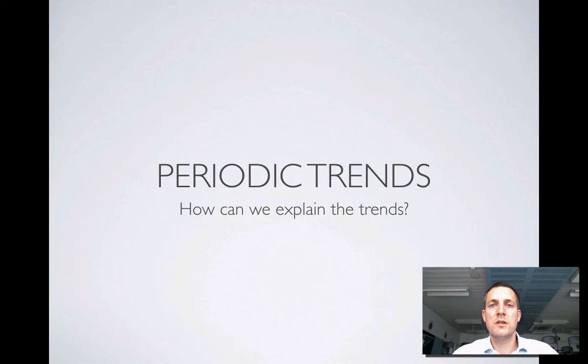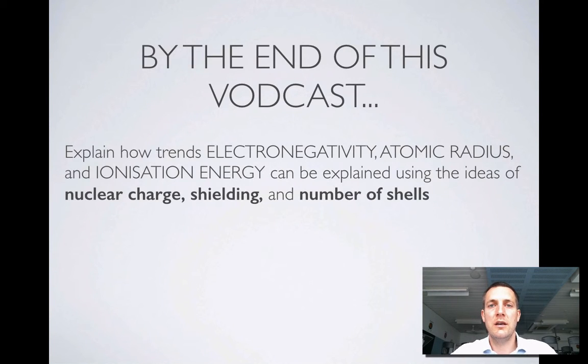Hello and welcome to this film, which is all about explaining some of the trends that we see in the periodic table. Now hopefully in previous films you've learned about what we mean by the electronegativity of an atom, its atomic radius and its ionization energy. Here we're going to have a look at explaining how these things vary in the groups and periods of the periodic table.